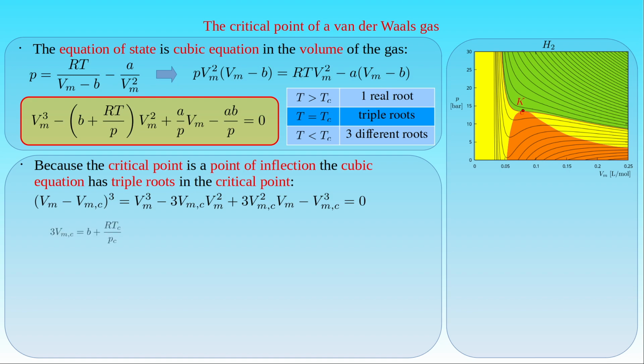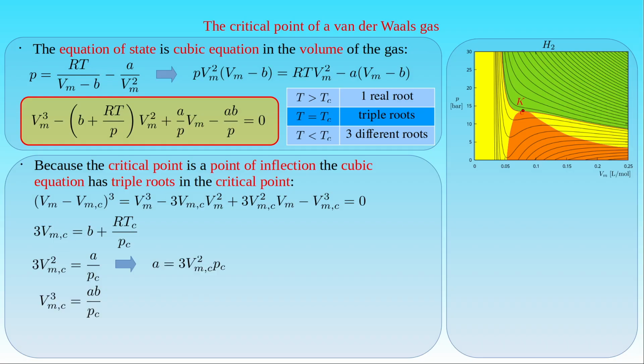3 times Vmc must be equal to B plus R times Tc over Pc, 3 times Vmc squared must be given by A over Pc, and Vmc cubed must be equal to A times B over Pc. We can express the pressure correction constant A from the second relation as 3 times Vmc squared times Pc, which we already derived from the conditions of the vanishing first and second order derivatives of the van der Waals equation in the critical point.